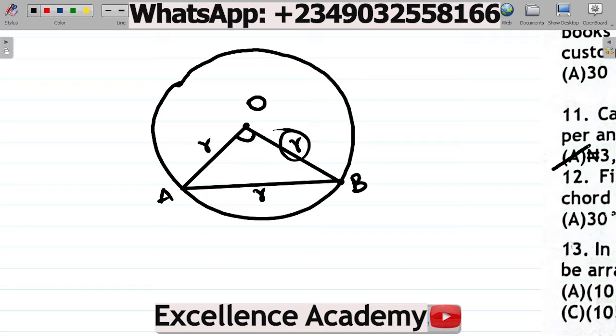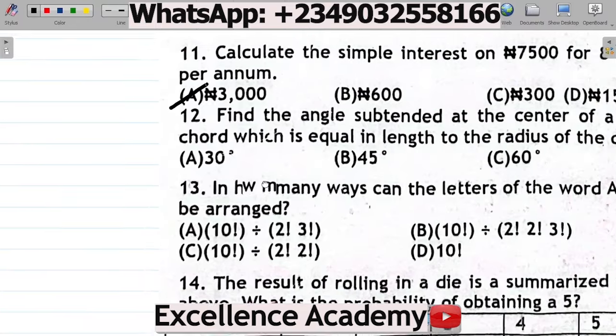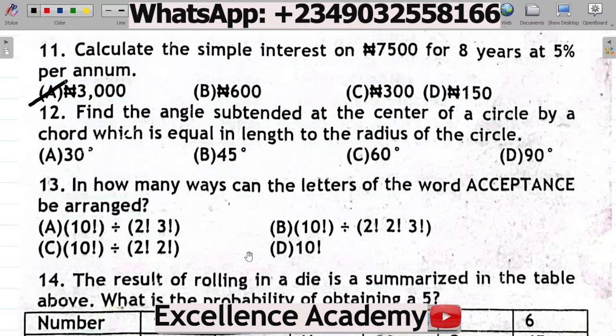And also, all the angles are also equal. So this will become this and this. Now, for an equilateral triangle, each angle there is 60 degrees. So you have 60 degrees, 60 degrees, and then 60 degrees. So the correct answer there is 60 degrees. So for question number 12, the correct answer there is C, 60 degrees.